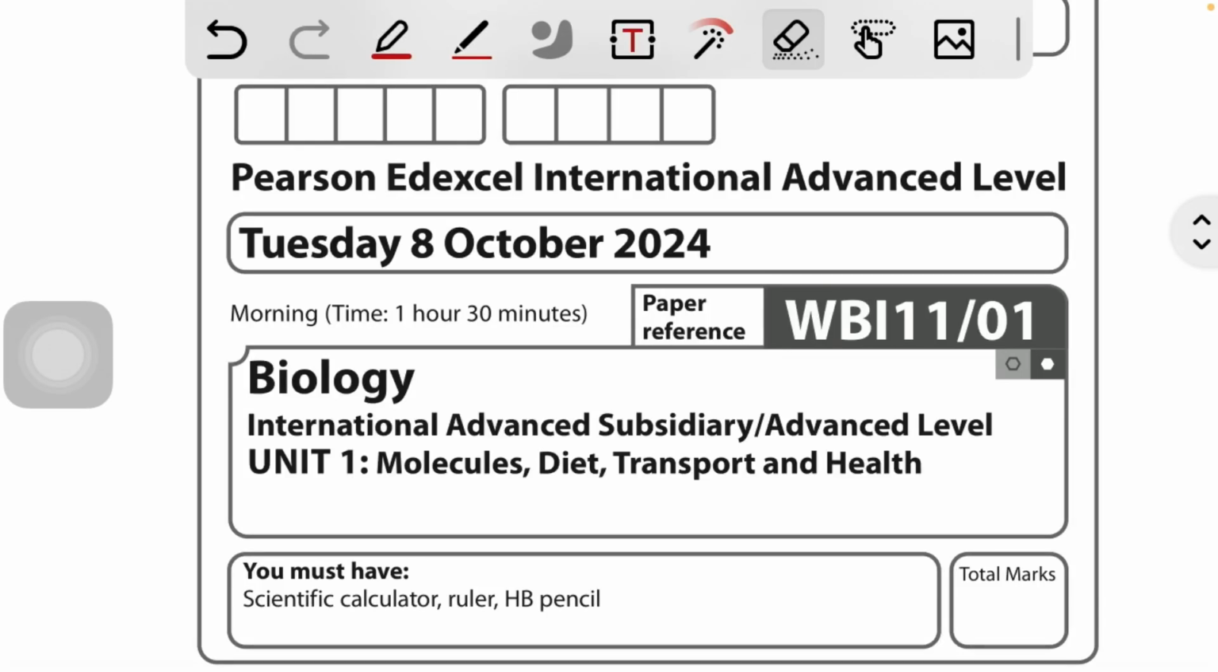So today we are going to solve the October 2024 paper of Unit 1. So let's get started.